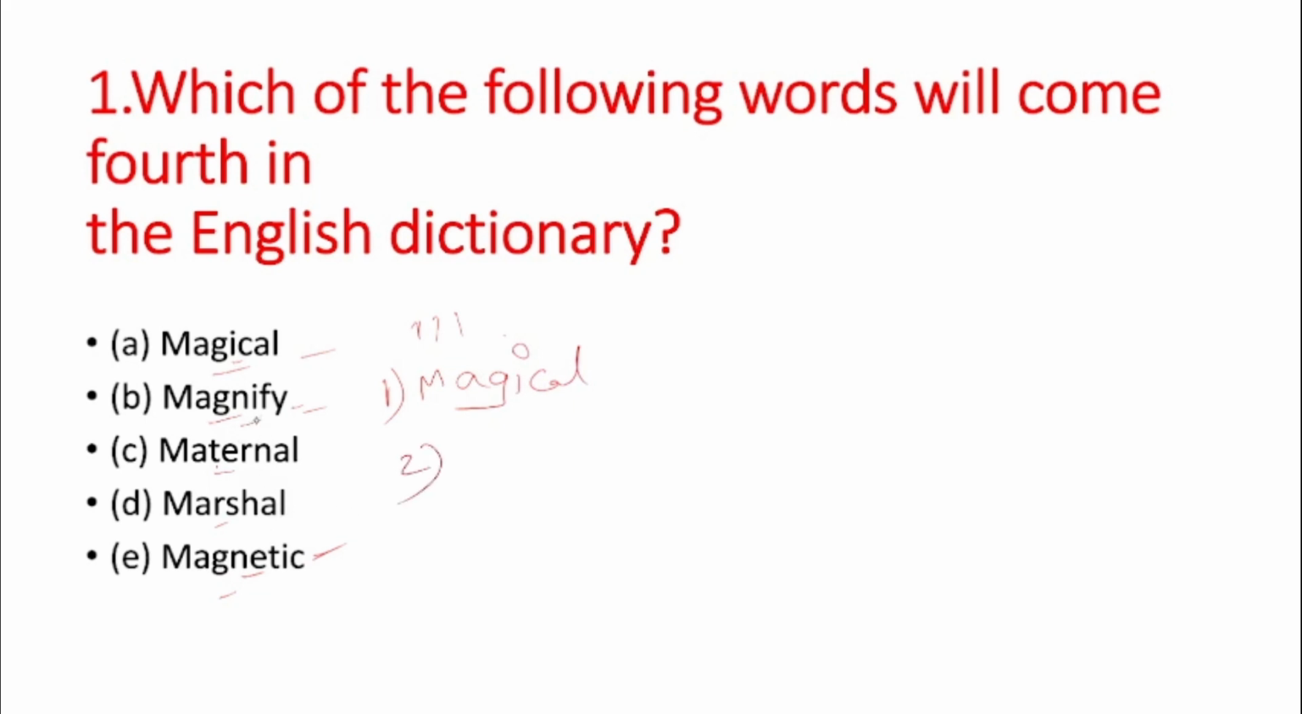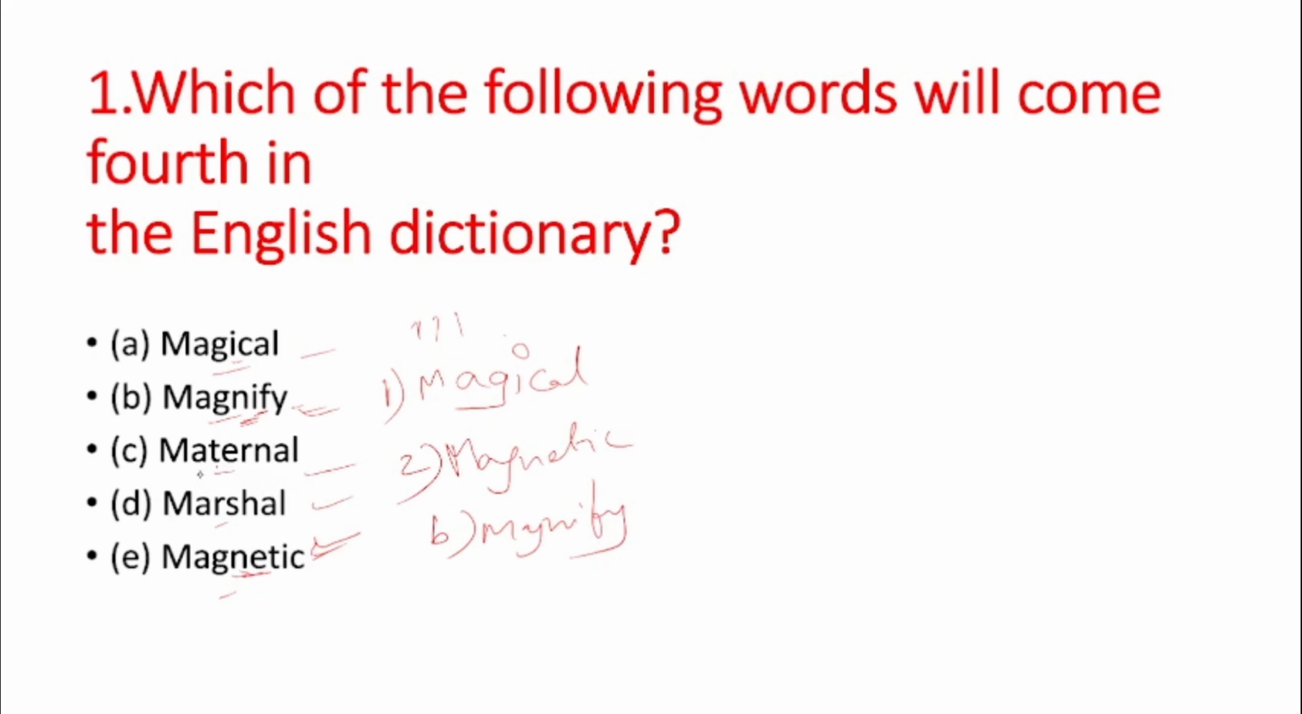Then the second word would be between magnify and magnetic. Till the fourth letter it's common. Again, the fifth letter here is I, and in magnetic it is E. So definitely E comes before I. So the second word would be magnetic. Obviously, the third word would be magnify. So the fourth word here is between C and D, that is maternal and martial.